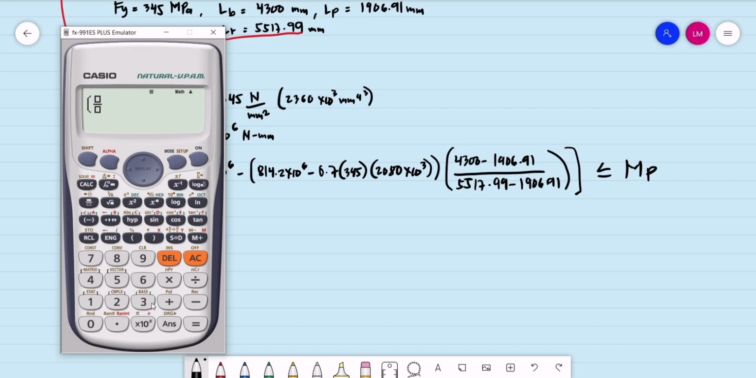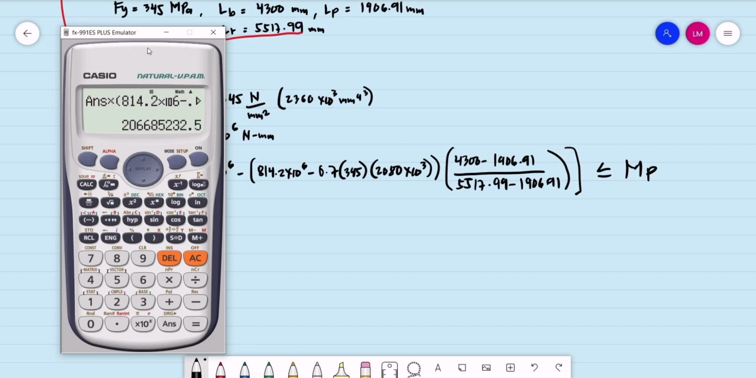So let's have this proportion first. The 4,300 minus L sub P, 1,906.91, divided by the LR, 5,517.99 less LP, 1,906.91. Then to be multiplied by 814.2 times 10 raised to 6 minus 0.7 of Fy 345. S of X is 2080, this is times 10 raised to 3.